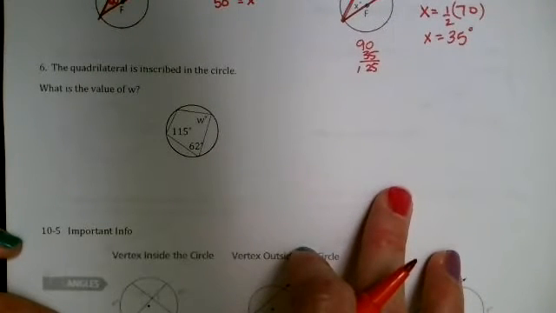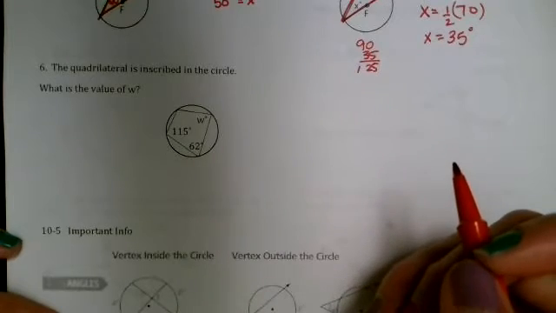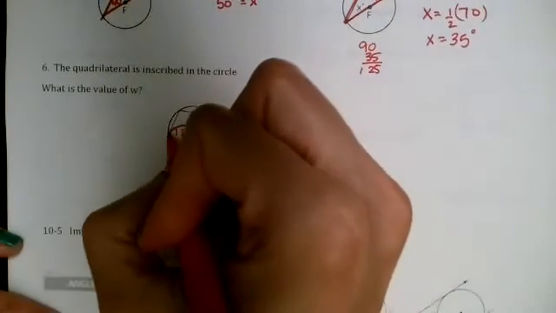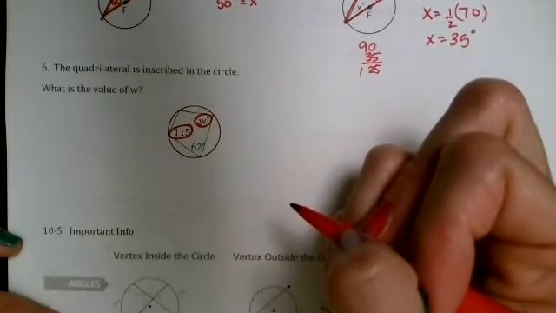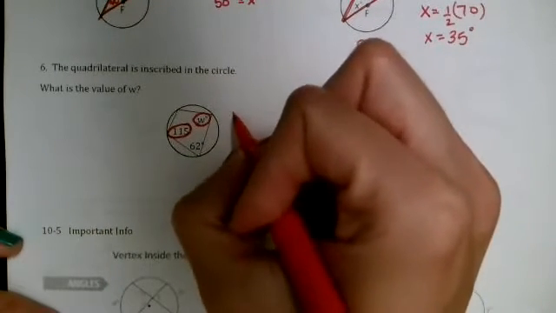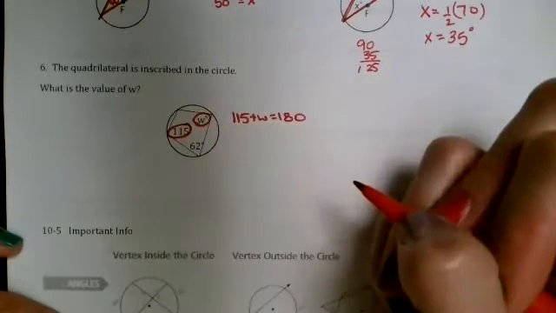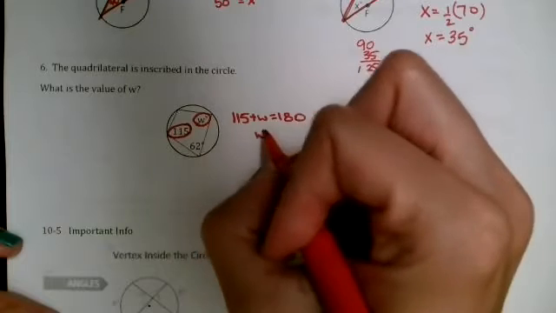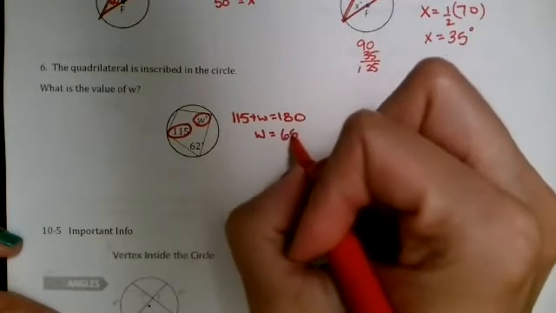Number 6, the quadrilateral is inscribed in the circle. What's the value of w? So the important thing here is that you remember the opposite angles are the ones that are supplementary. So opposite of w is going to be 115. So if I say 115 plus w has to equal 180 because the opposite angles are supplementary, I would just take the 115 away from the 180. So I'm going to get 65 for w.